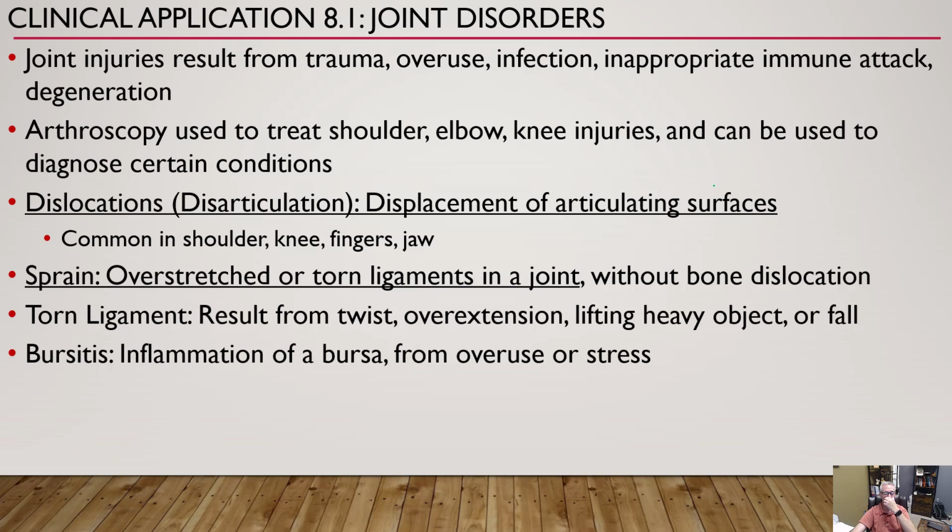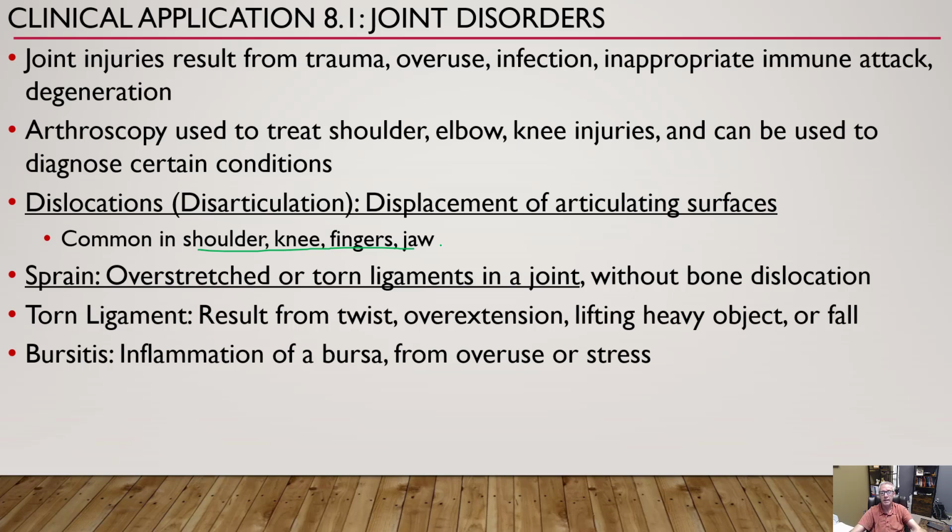All right, so dislocation. In medical terms, that's called disarticulation. Basically, you've popped a joint out of socket. Very common in your shoulders, knees, fingers, your jaw. Sometimes you can pop your shoulder back into socket. You've seen people just pop their finger back into the socket.